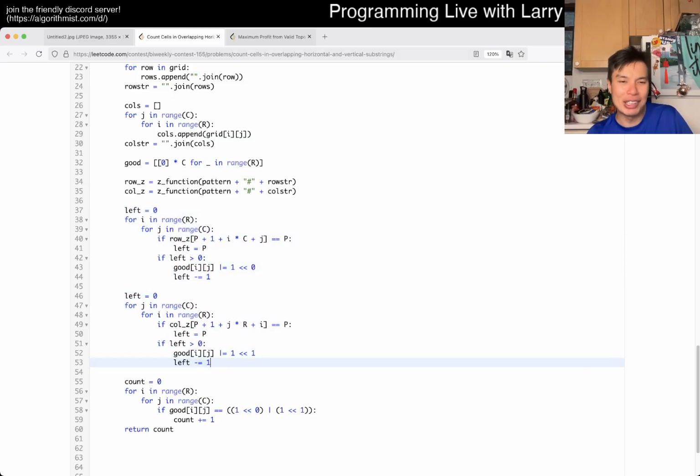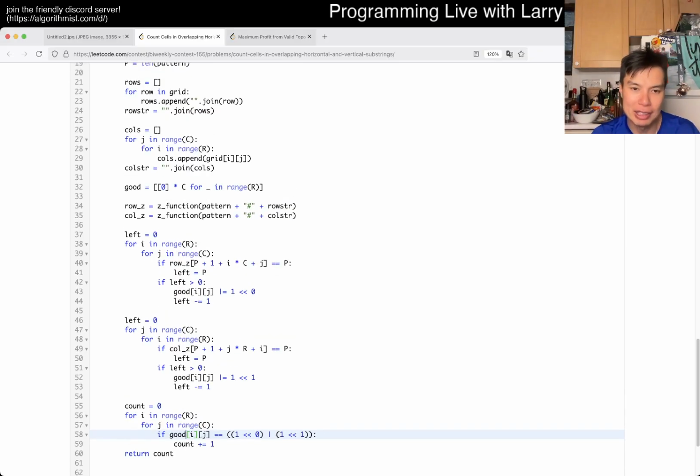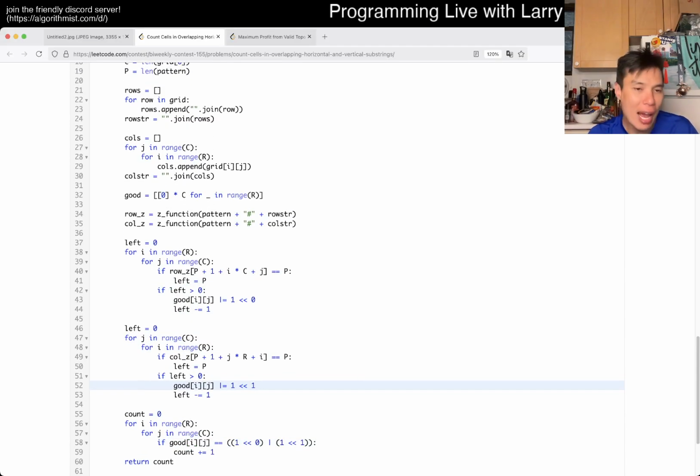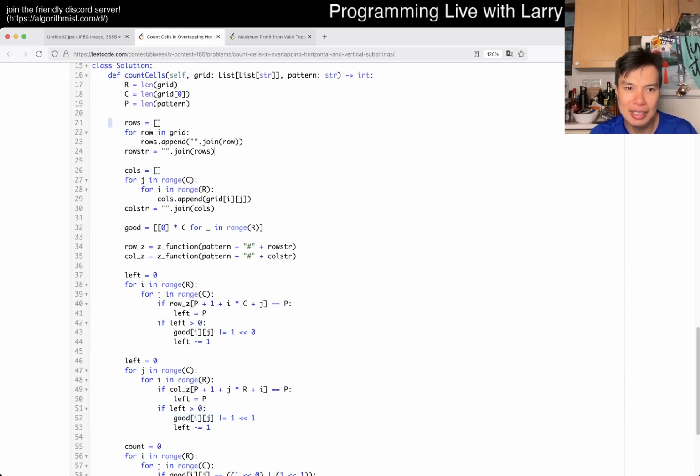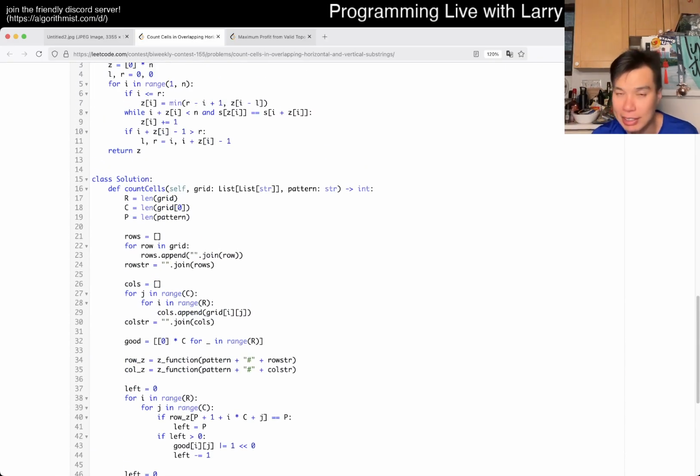Technically, if you want it to be cleaner or more understandable, or if this is not understandable to you, you can use two different arrays, like good row and good column, and then if good row and good column at i and j are both good, you count it. Maybe that's a little cleaner to understand, but this is the way I was thinking about it. Everything is linear: this is linear, this is linear, and this is linear. So that's O of n, where n is of course R times C.